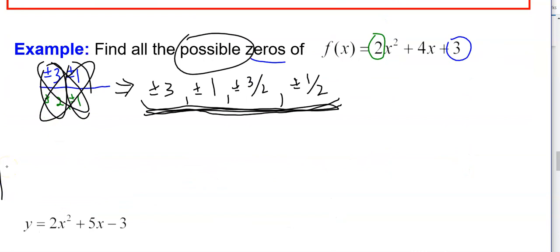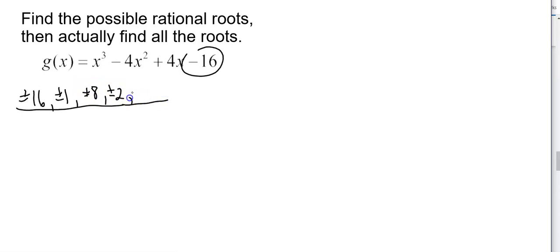Let's try a different one here. So let's try this one. So find the possible rational zeros and then find all the rational zeros. So again, we want factors of the last term, so the constant there. So this would be 16 and 1. I'm not going to put them in any particular order. So plus or minus 16, plus or minus 1, plus or minus 8, plus or minus 2, and plus or minus 4.